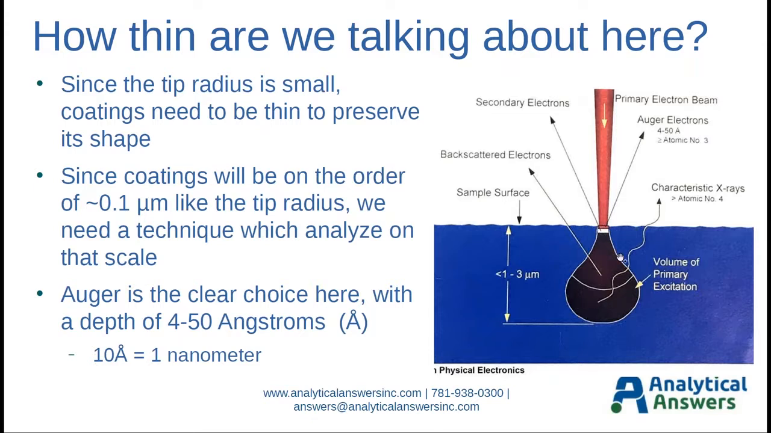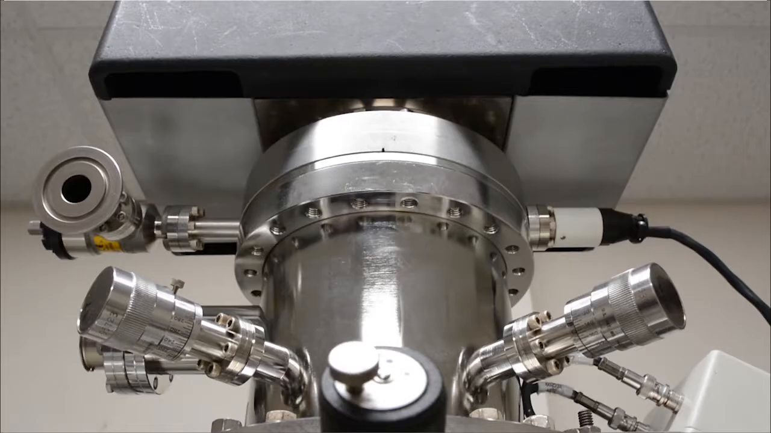And although Auger electrons may be generated deeper in, because they're low energy electrons, they can only escape from this very thin layer right near the surface, with a depth of about 4 to 50 angstroms, or just up to 5 nanometers thickness. So since we're looking at coatings that are only 100 nanometers thick, it doesn't make any sense to base our analysis on a technique which looks microns down. We want to look at something that looks nanometers down. So Auger is the clear choice here, which again looks at a depth of 4 to 50 angstroms or a couple of nanometers. So we're going to do this analysis primarily using Auger.